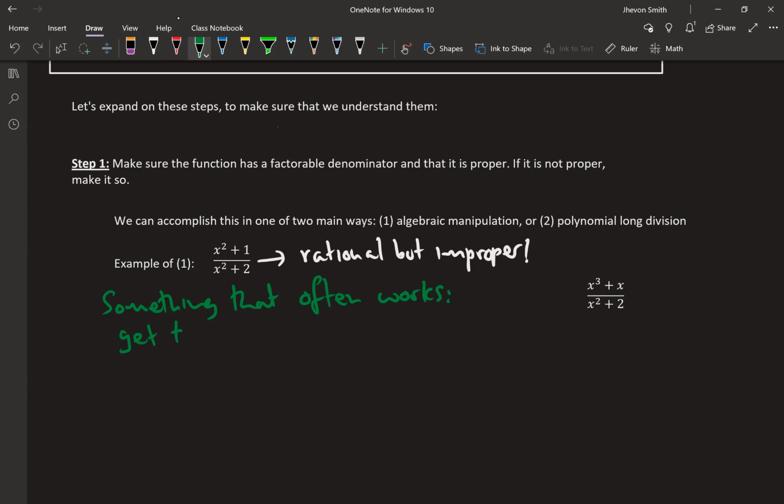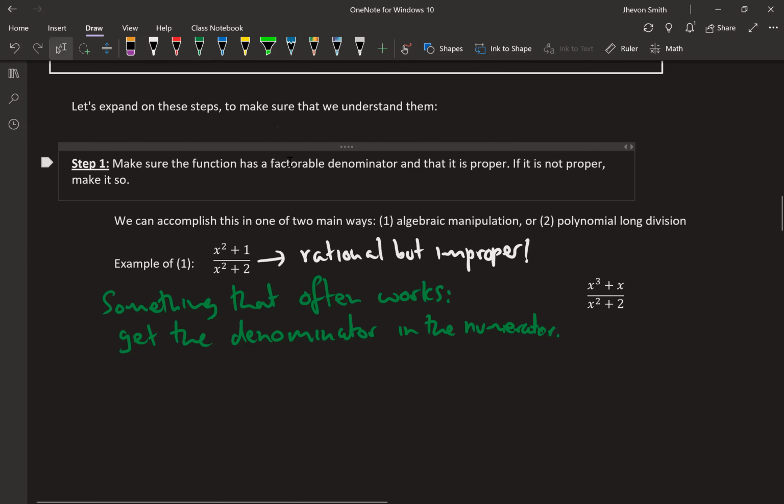Get the denominator in the numerator. Meaning, whatever you have to do to get the denominator in the numerator, if you have to add or subtract something, if you have to multiply and divide by the same thing, whatever algebraic trickery that's valid and doesn't change the value of the fraction that allows you to do that, you can do it.